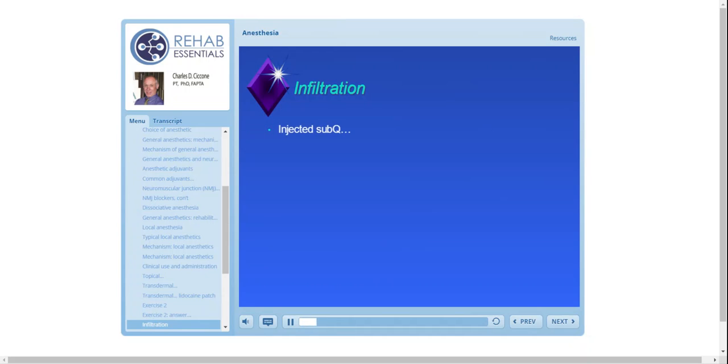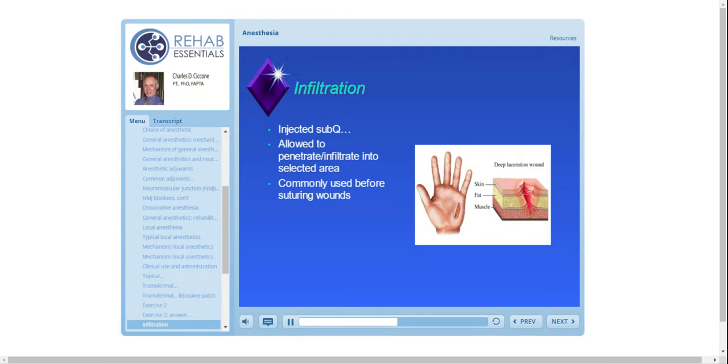Infiltration is injecting the drug subcutaneously, typically around the site of a selected area, to allow the drug to spread into, or infiltrate into, or penetrate the area you need to be anesthetized. This is the common technique that's done before suturing a wound. You inject the drug around the outside of the wound, let the drug, again, filter into or penetrate into the wound area so that the wound itself can be sutured without causing a lot of pain. So that's the most common time we're going to see infiltration used.